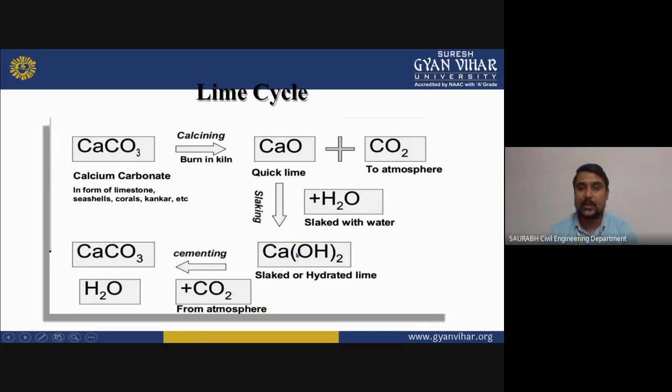Now we will see the lime cycle, how it becomes lime. First, as you can see, this is calcium carbonate, represented by CaCO3. By calcination and burning, we get quick lime, and CO2 goes into the atmosphere. When it is added with H2O, it becomes hydrated lime, and it has cementing properties. It is also a cementing material.